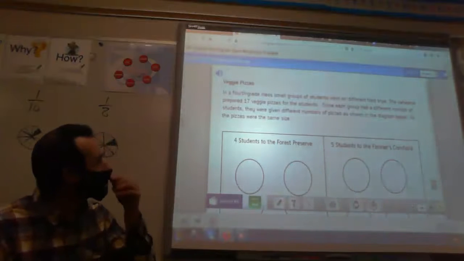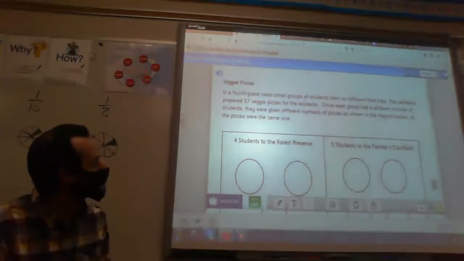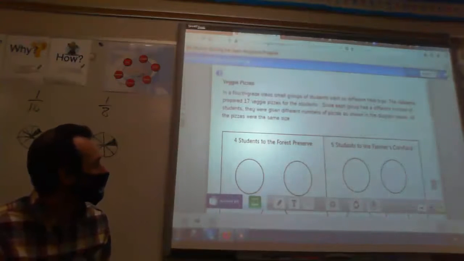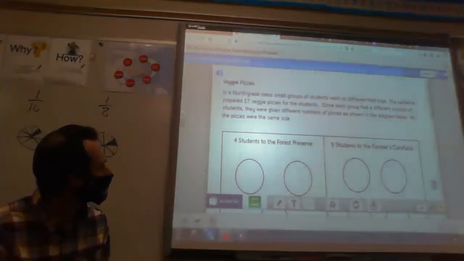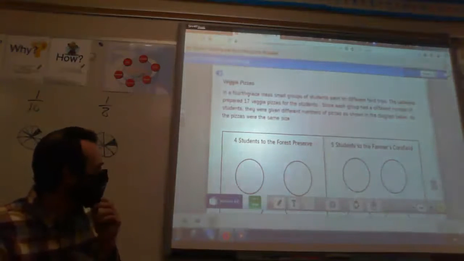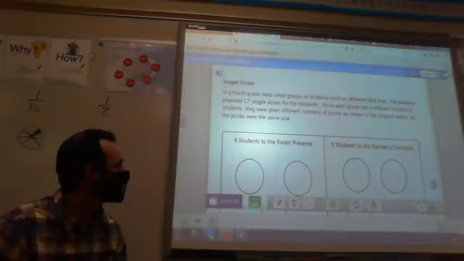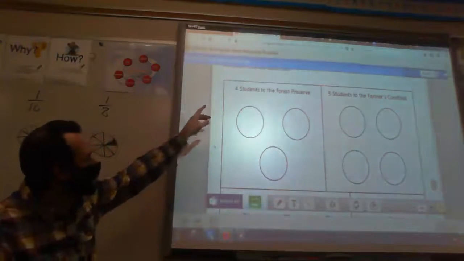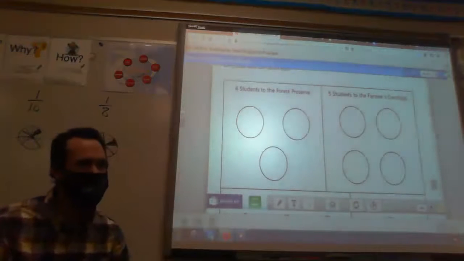In a fourth grade class, small groups of students went on different field trips. The cafeteria prepared 17 veggie pizzas for the students. Since each group had a different number of students, they were given different numbers of pizzas, as shown in the diagram below. All of the pizzas were the same. So if you look at this, in the first box here, 4 students went to the forest preserve.